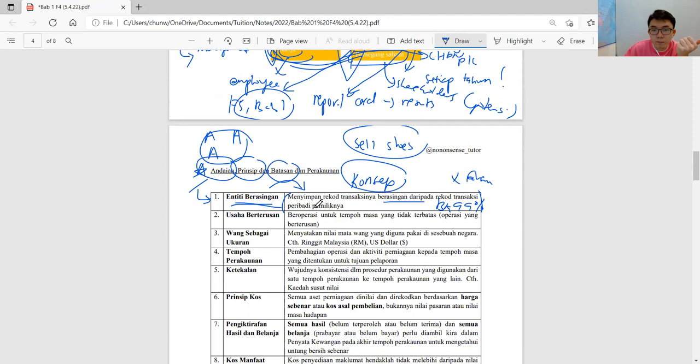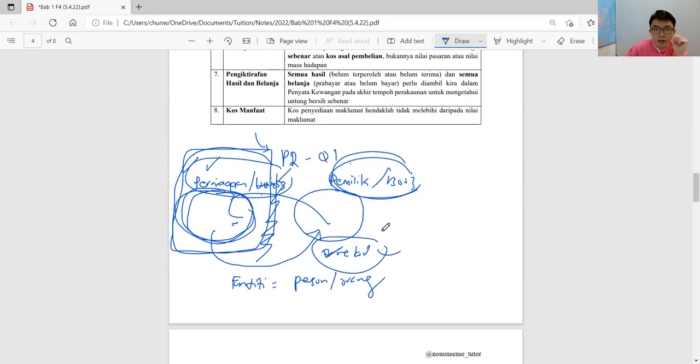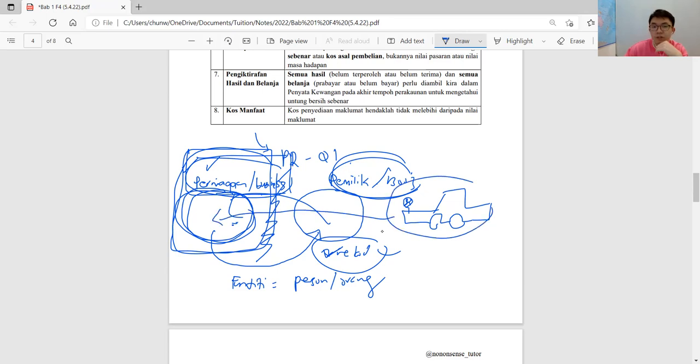Daripada record transaksi peribadi pemilik. That's the pemilik. All right, do you get it? So let's say the pemilik wants to membawa masuk satu kereta. Let's say the boss has a car. Okay, this is an old school Mercedes Benz. So let's say the boss has an extra car, and the timing is so right, and the business needs the car. So the boss brings this car into the business, for the use of the business.